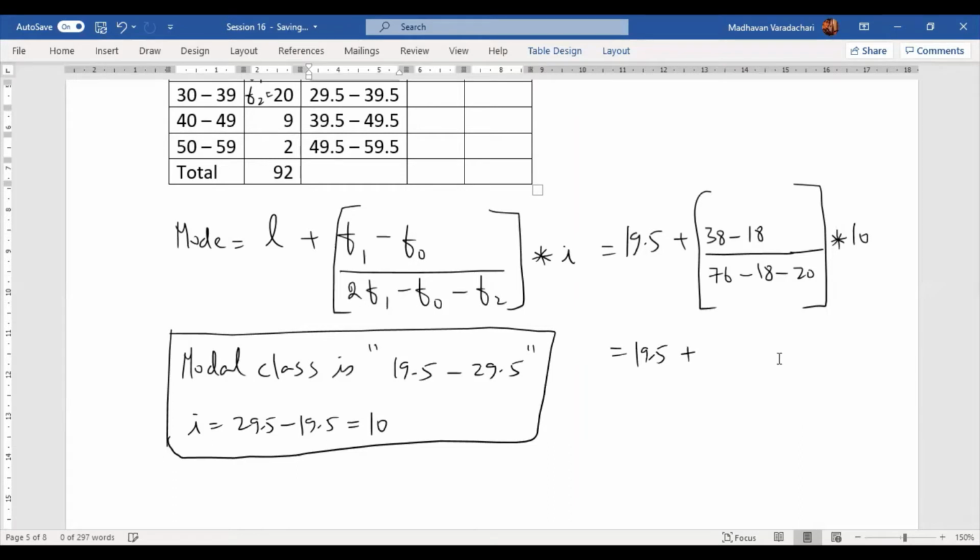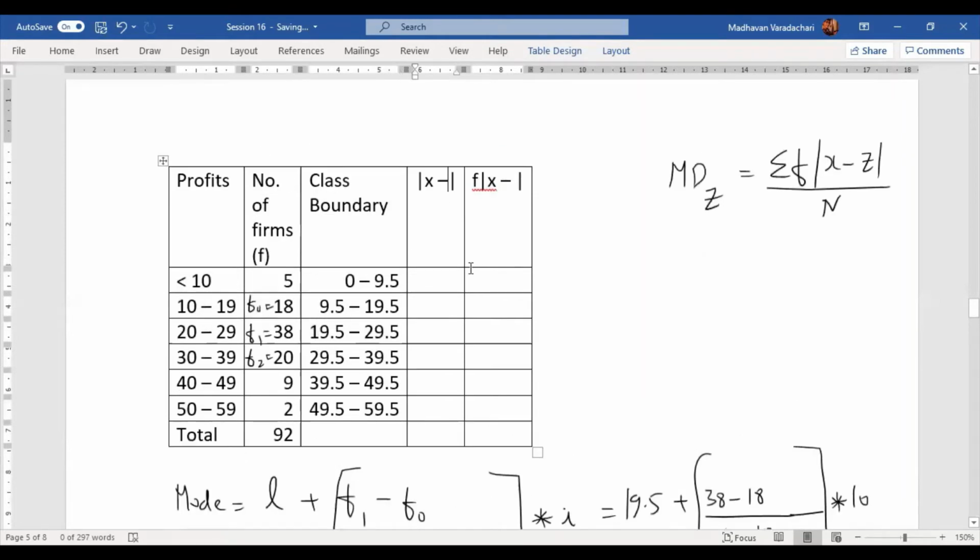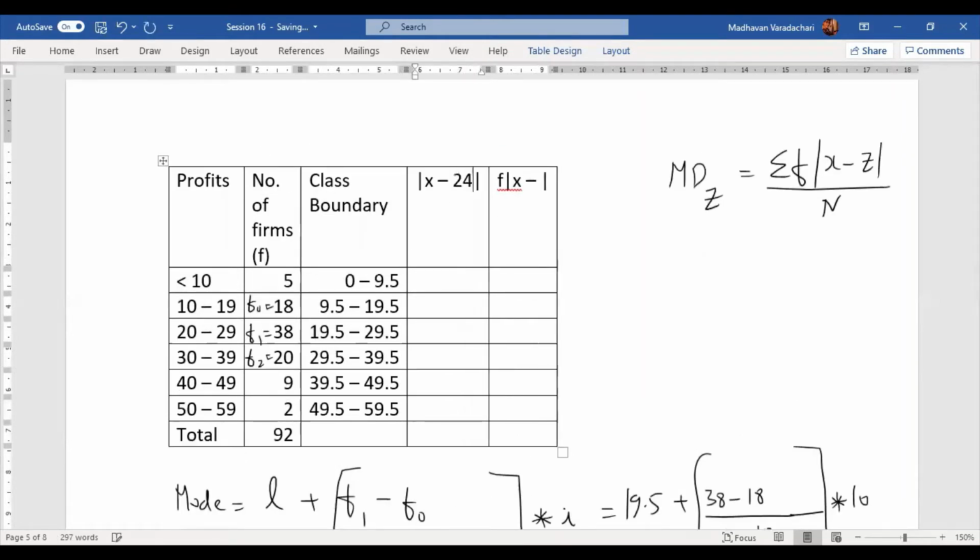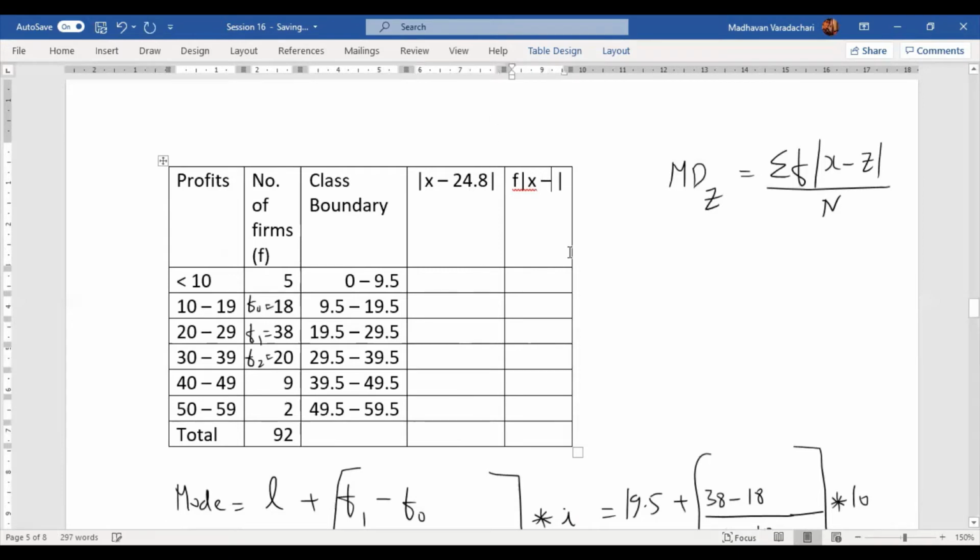So this will become now 19.5 plus the numerator is 20. 20 into 10 is 200 divided by denominator is 76 minus 38. 76 minus 38 is 38 only. So now let us calculate this. 200 divided by 38. The result I have to add with 19.5. We get 24.76. I'll make it 24.8. So our mode is 24.8. Let me substitute that here. 24.8. Here it is again 24.8.